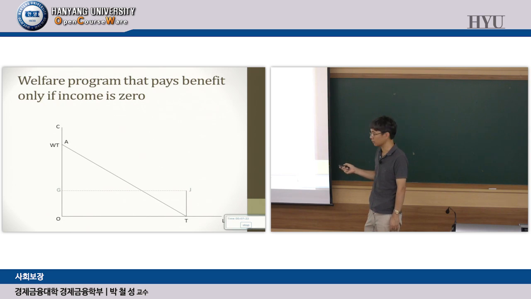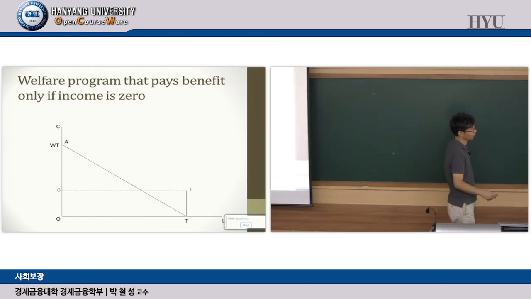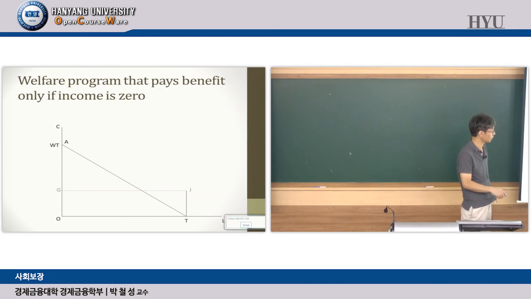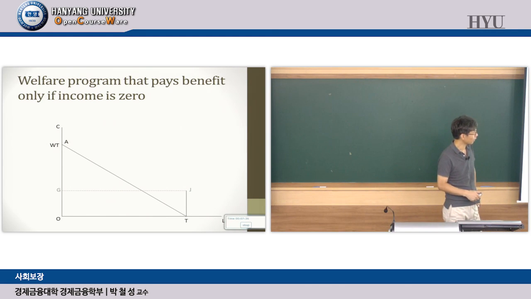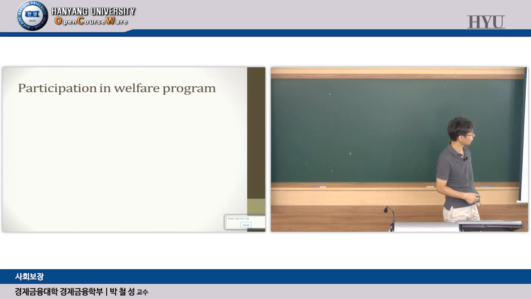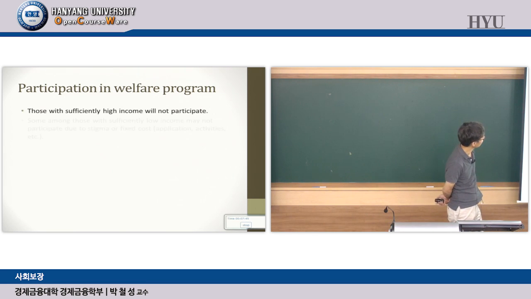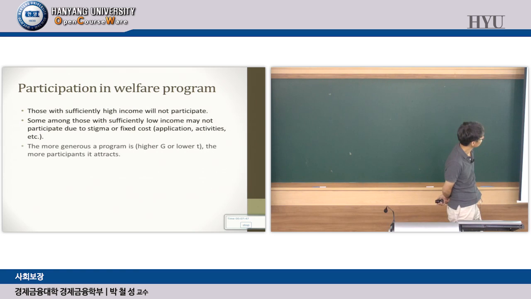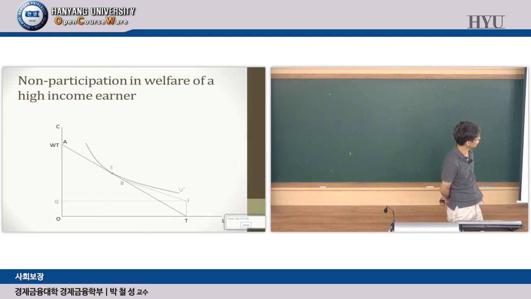For example, some disability program that gives you income only when you are not able to work, meaning that if you work, then you don't get anything. So this is the second extreme case. Now, what we are going to look at is the participation in welfare program and the labor supply. Okay, three things. Let me explain these using the diagrams.